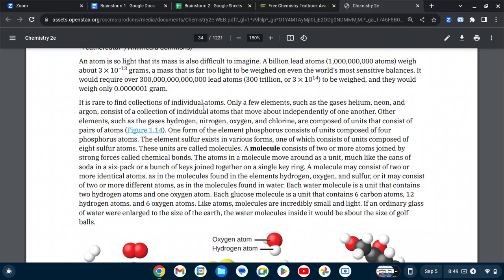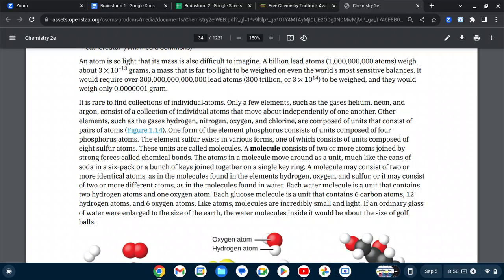A molecule consists of 2 or more atoms joined by strong forces called chemical bonds. The atoms in a molecule move around as a unit, much like the cans of soda in a six-pack, or a bunch of keys joined together on a single keyring. A molecule may consist of 2 or more identical atoms, as in the molecules found in the elements hydrogen, oxygen, and sulfur, or it may consist of 2 or more different atoms, as in the molecules found in water. Each water molecule is a unit that contains 2 hydrogen atoms and 1 oxygen atom. Each glucose molecule is a unit that contains 6 carbon atoms, 12 hydrogen atoms, and 6 oxygen atoms.